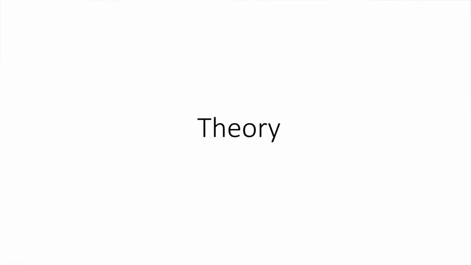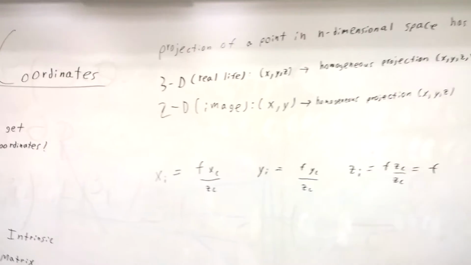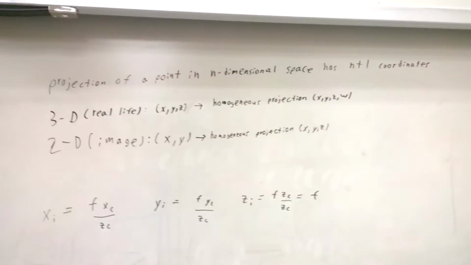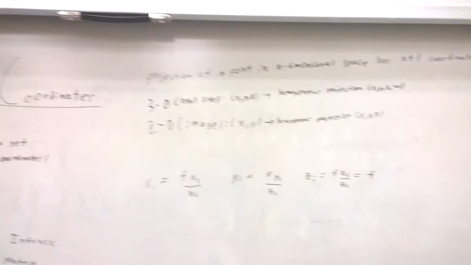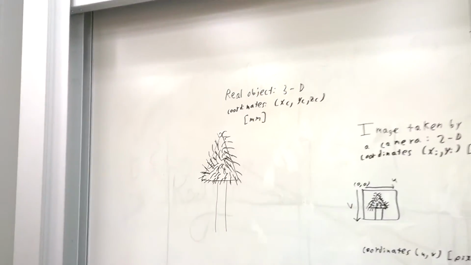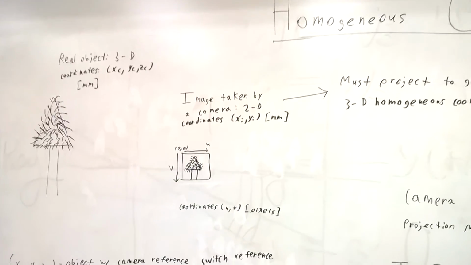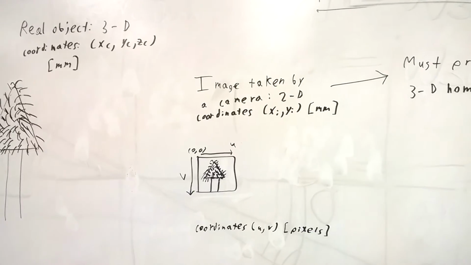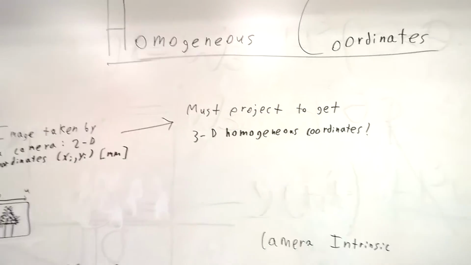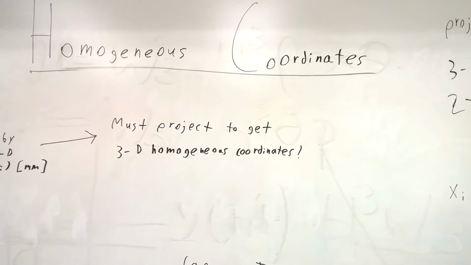An object in n-dimensional space has n coordinates, and you can project that into homogeneous coordinates that will have n+1 coordinates. This is very useful because a real object is obviously in 3 dimensions and therefore has 3 coordinates. However, an image is only in 2 dimensions and therefore has 2 coordinates. Therefore, you can project the image into homogeneous coordinates in order to get 3D coordinates.